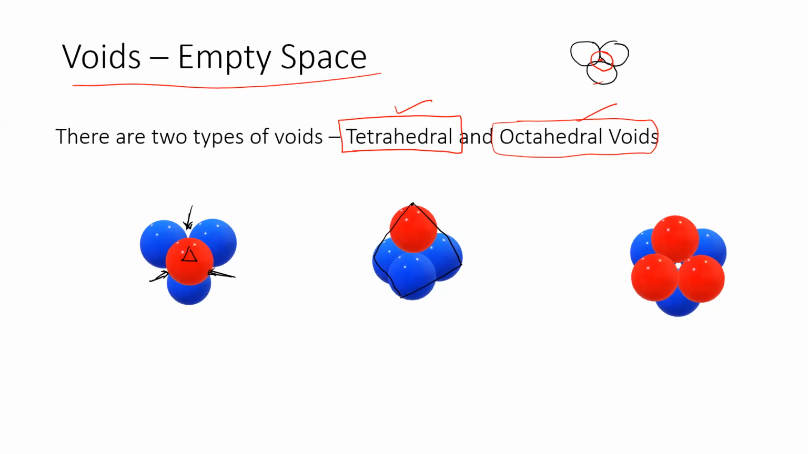Why is it called octahedral? Octahedron means what? Consider this is the first atom, the blue atoms are the second atom, this is a third atom, and this is a fourth atom. Okay. On top of this we have one red atom, and at the bottom of this we have one blue atom.